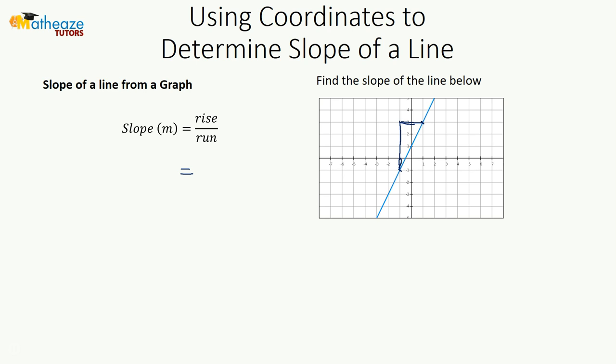So I'm going from -1 all the way up. So I'm going upward, so it's going to be positive. And so let's look at what that is. So we're going up 4 units. 1 right here, 2, 3, 4. 4 units. And then our run is going from left to right, 2 units. So this is going to give us a slope.